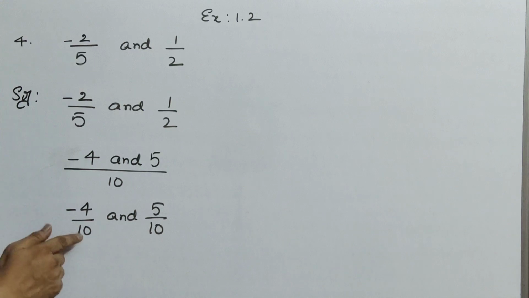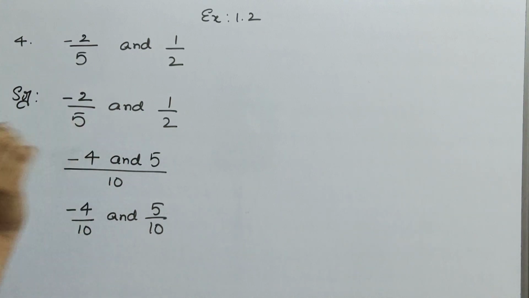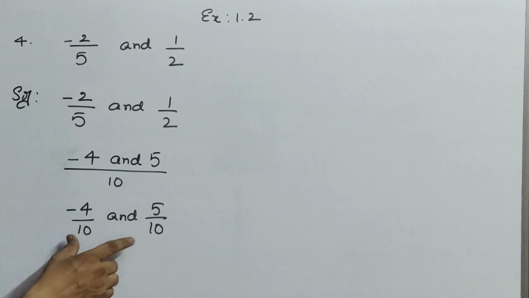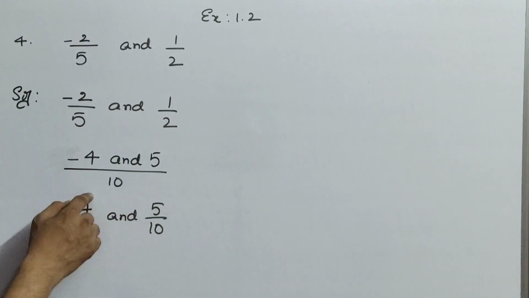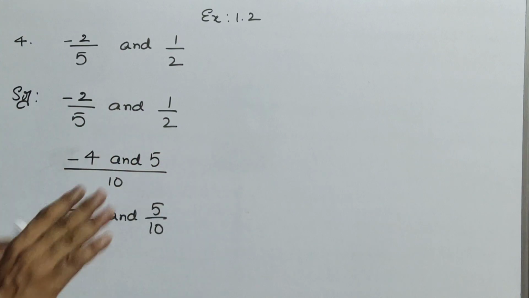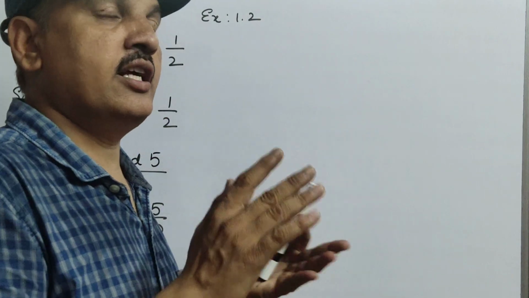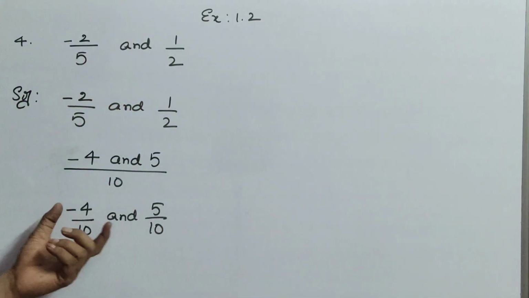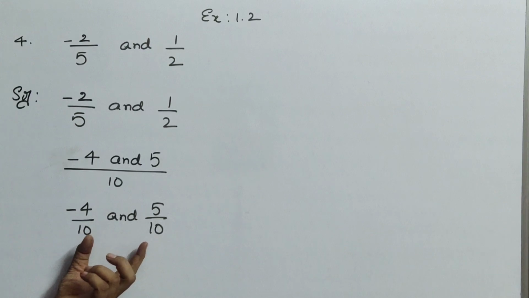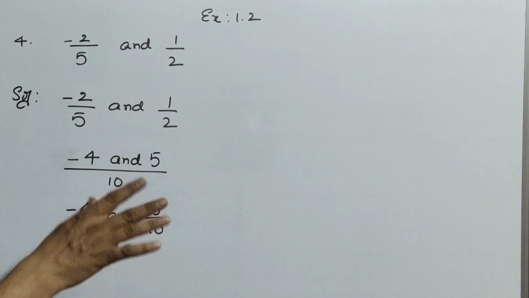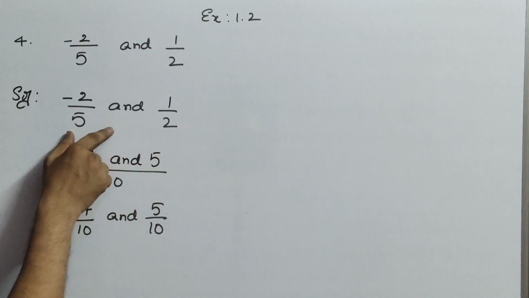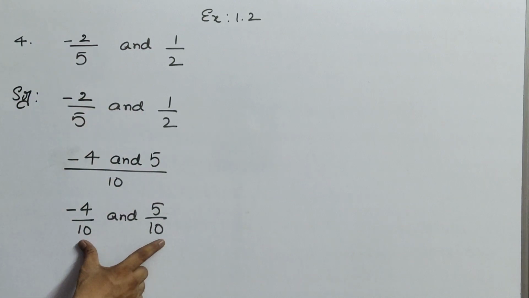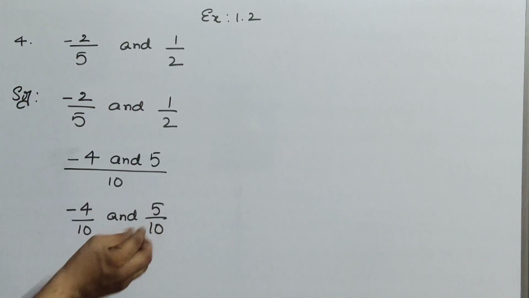-4/10 and -5/10. First we will cross check whether all the 10 numbers in between these two are coming or not. If it is coming, no need to go for the story. If all the 10 numbers are coming after finding the LCM, both the denominators should be equal. If they are not equal, you have to find the LCM and make equal denominators. After that, just once do cross check.